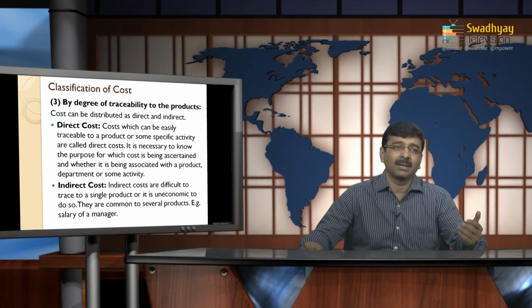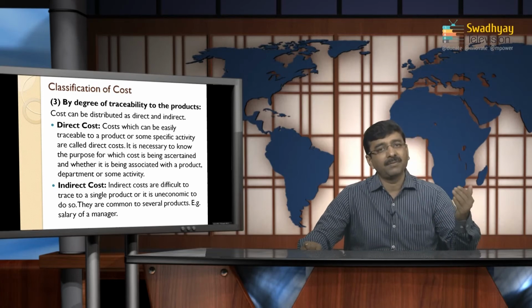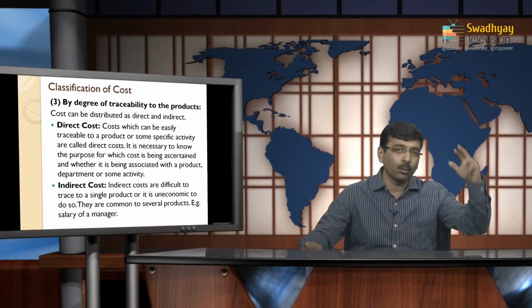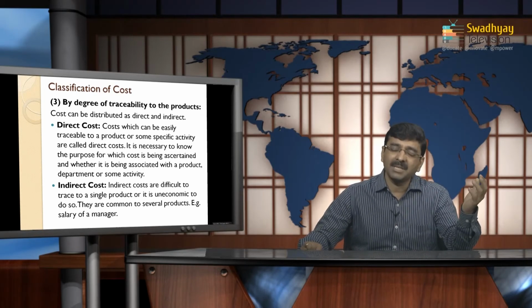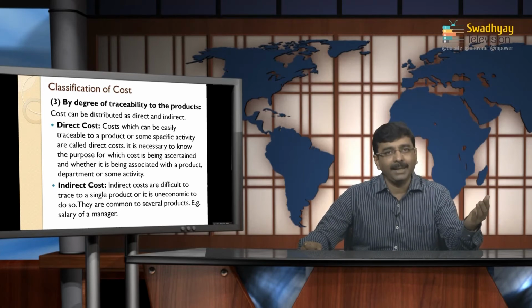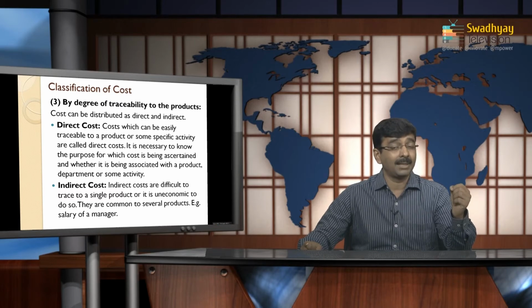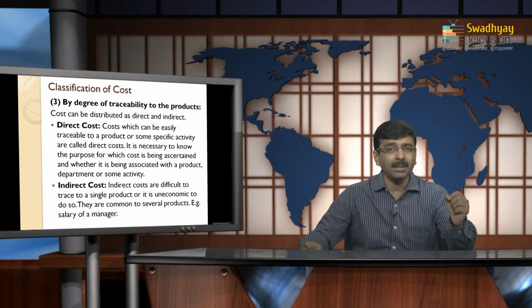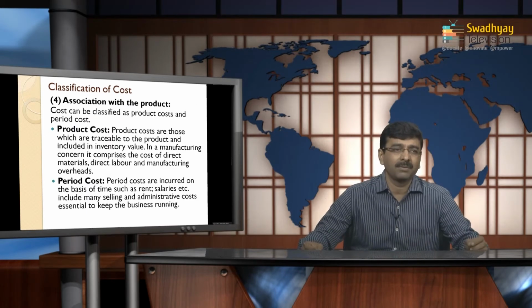So the third classification is the degree of traceability. The amount of expenditure incurred for the overall organization, or a general organization, is called indirect expenses. Direct expenses may be easily traceable, but indirect expenses may not be easily traceable to allocate to the respective department or respective services. So this is the third classification.